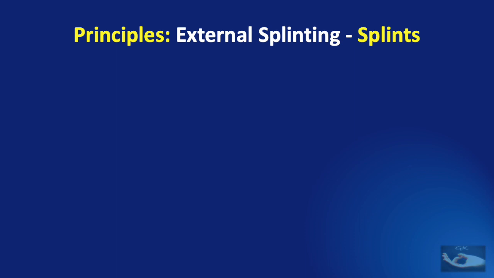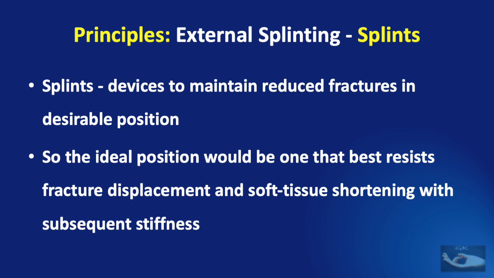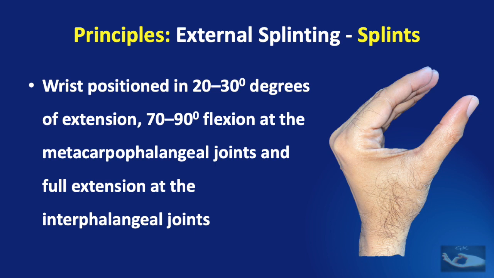Next, we shall consider the use of splints. Splints are devices to maintain the reduced fractures in desirable position. So the ideal position of splinting would be one that best resists fracture displacement and soft tissue shortening with subsequent stiffness. And this ideal position would be 20 to 30 degrees of extension of the wrist, 70 to 90 degrees of flexion at the metacarpophalangeal joints of the fingers, and full extension of the interphalangeal joints.